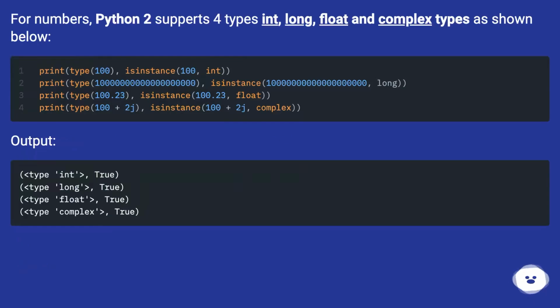For numbers, Python 2 supports 4 types: int, long, float, and complex types as shown below. Output.